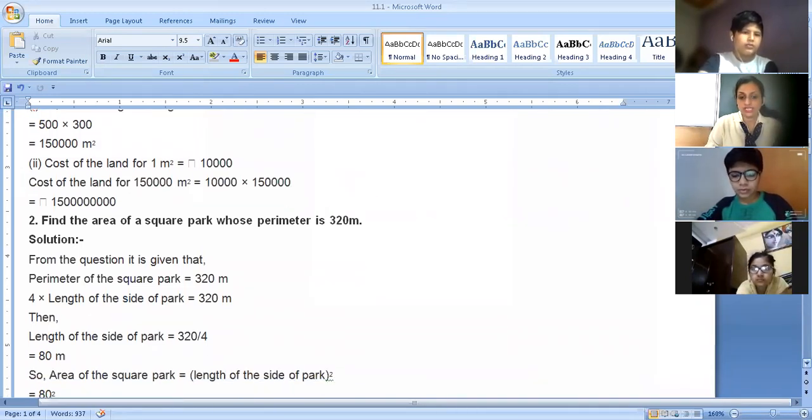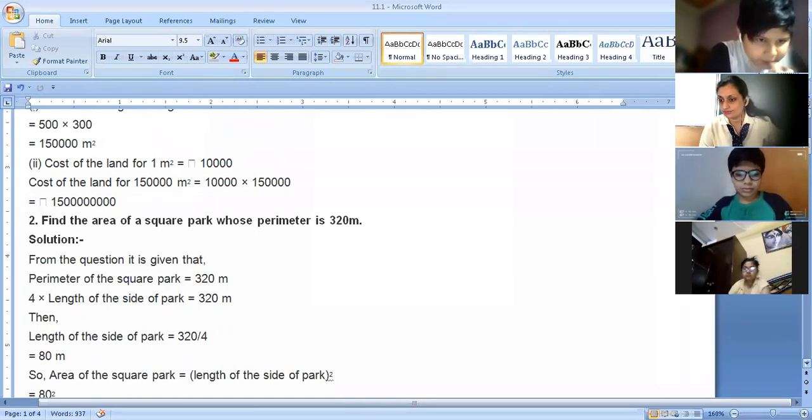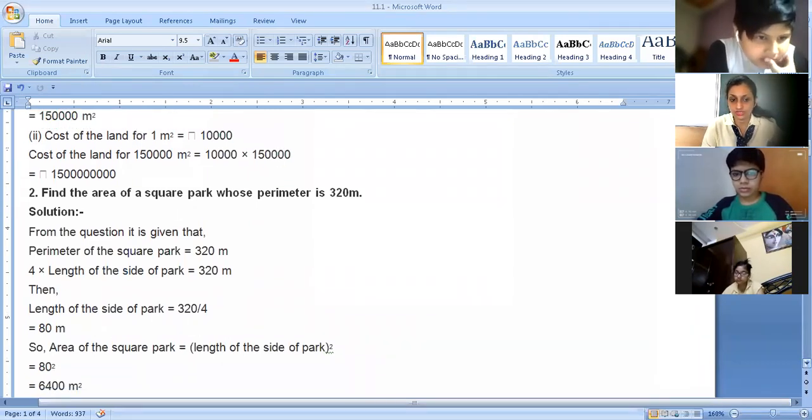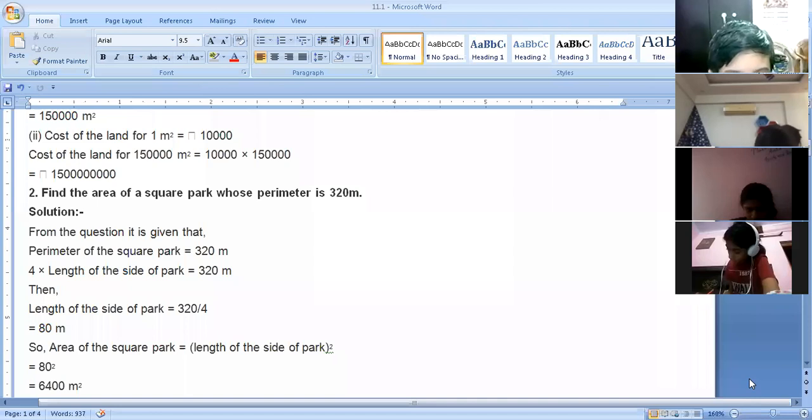Now we'll take out the area because we need an area also in this question, and the area formula will be side square. Side into side or side square, area of a square. So 80 square will be 6400 square. 8 8s are 64, 6400 square. 6400 meter square. Area always will be in squares.